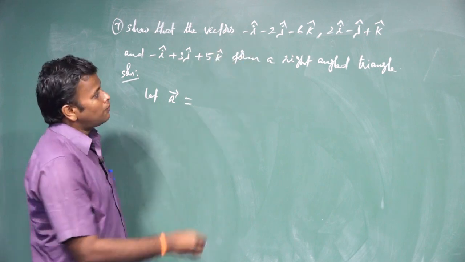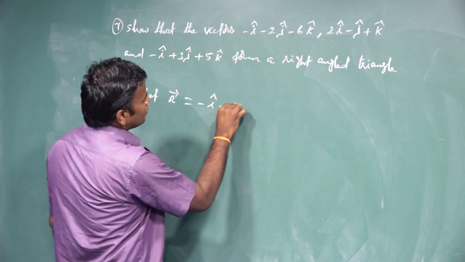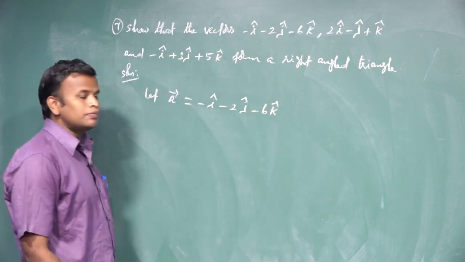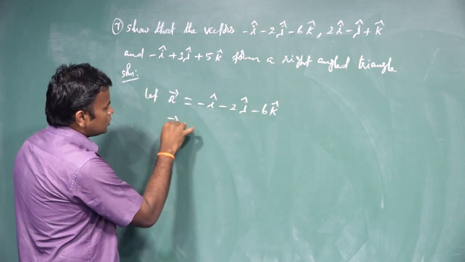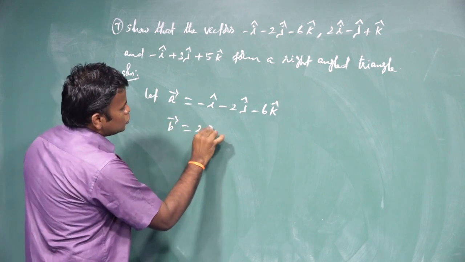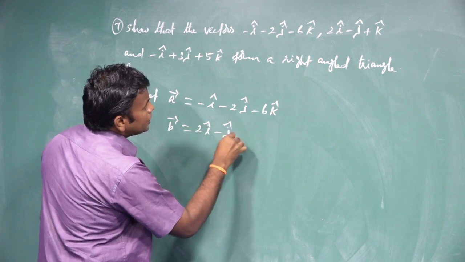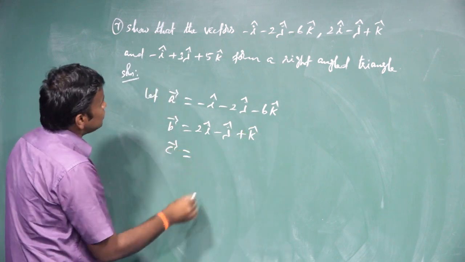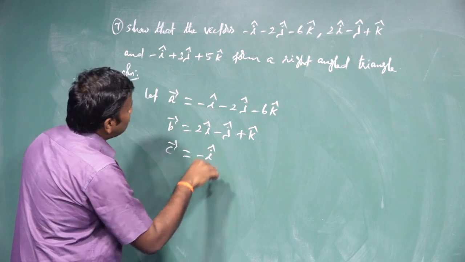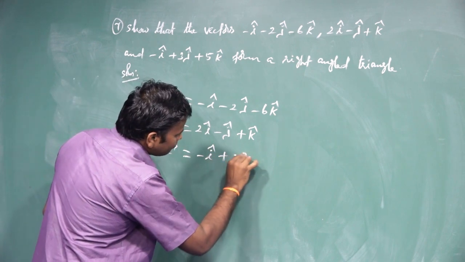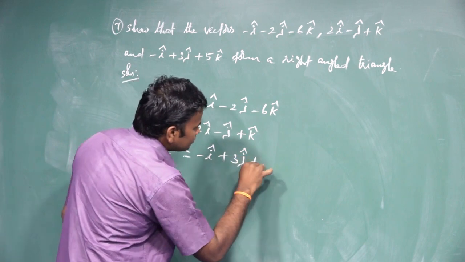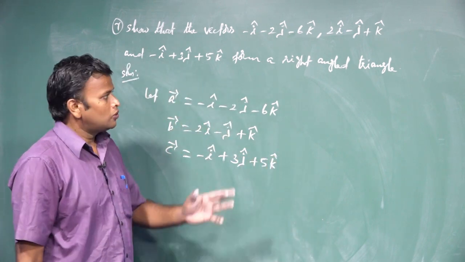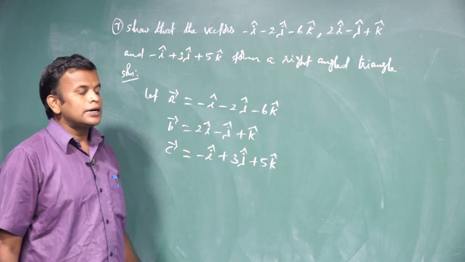So the value of A vector is minus i cap minus 2j cap minus 6k cap. And the second one is B vector. The value of B vector is 2i cap minus j cap plus k cap. The third one is C vector. That value is minus i cap plus 3j cap plus 5k cap. To prove these three vectors form a right angle triangle.